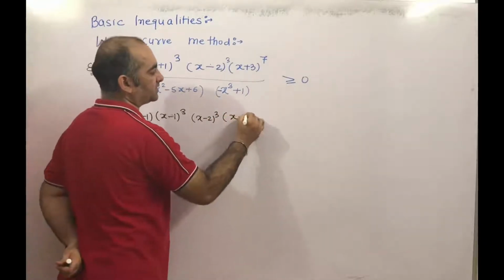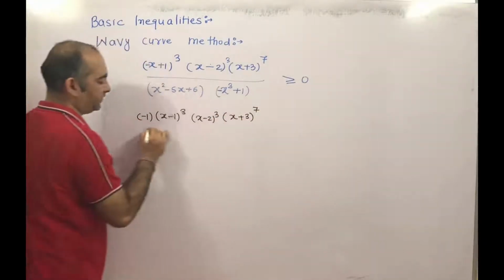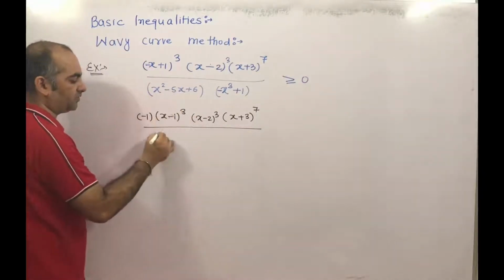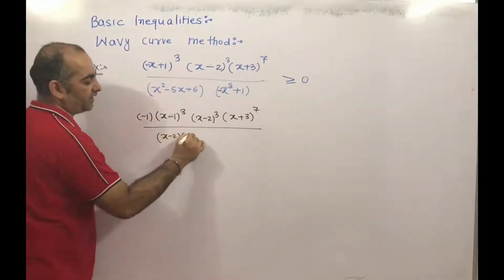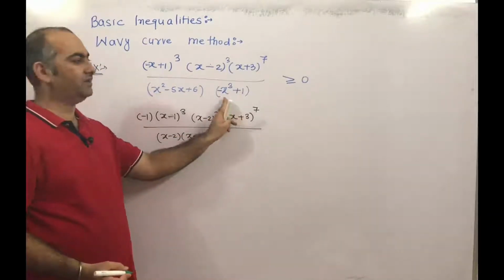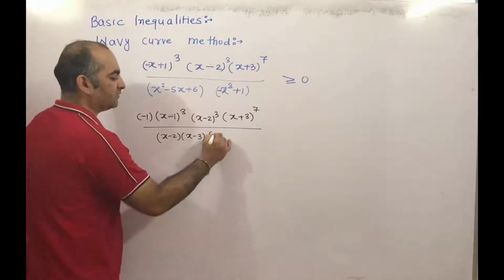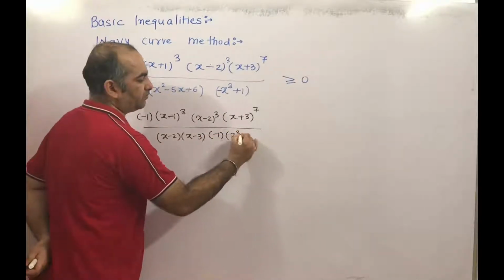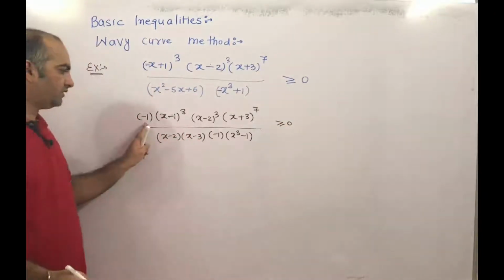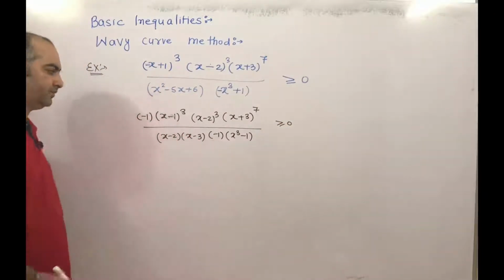This is (x + 3)^7 divided by x^2 - 5x + 6, we will factorize. So what will come here? (x - 2)(x - 3), and -x^3 + 1. So here you will take minus common, so minus 1 is common. What will come? x^3 - 1 greater than or equal to 0. So you can see here minus 1, minus 1, so this will come out plus 1. So what will come here?